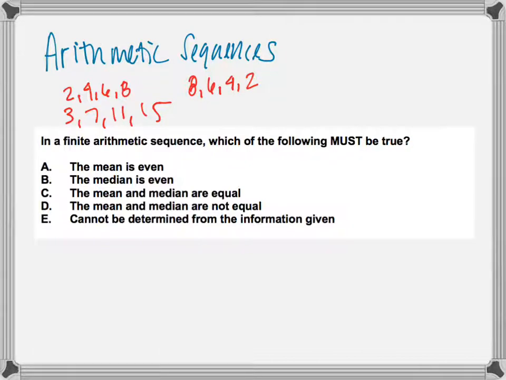Finite means that it has an ending, right? So if my arithmetic sequence was between 2 to 8, this would be finite. It has an ending, right? So I want to know which of the following must be true, right?